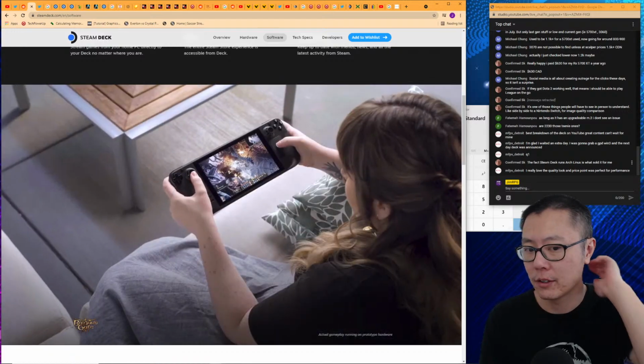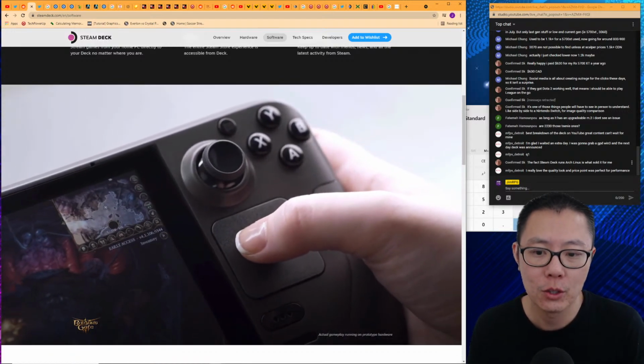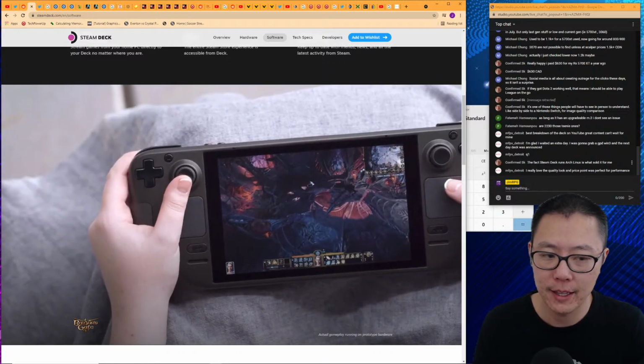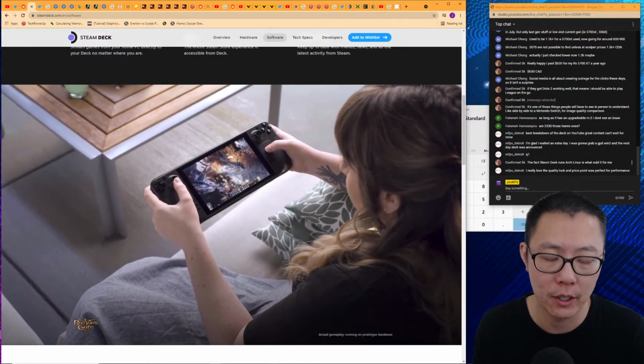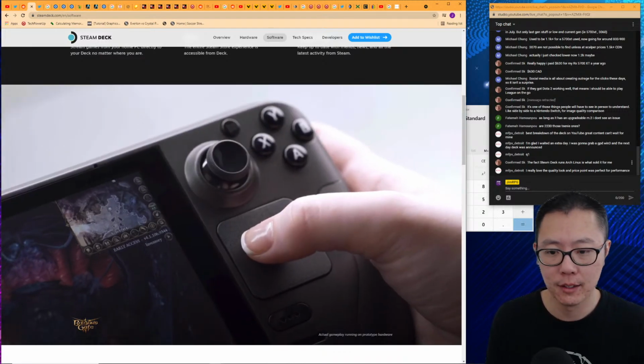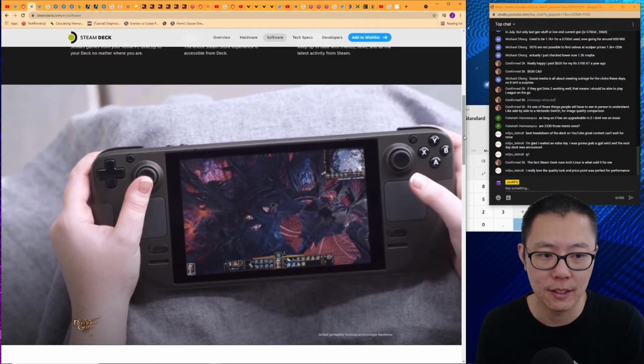Maybe you could run two, right? If you get the 512 gigabyte, you could run a Windows install and also a Linux install, and then you're able to select which one you want to go to. So you might want to do it that way. But for me, I'll most likely just leave it in Linux.